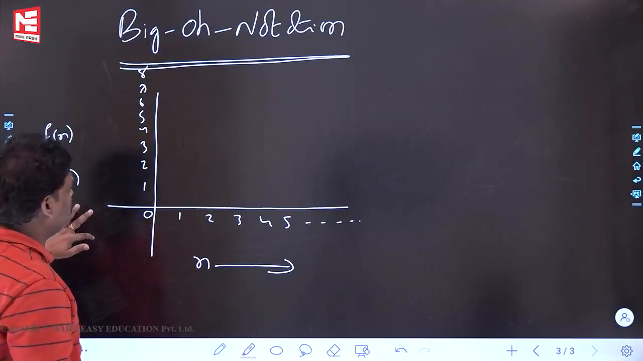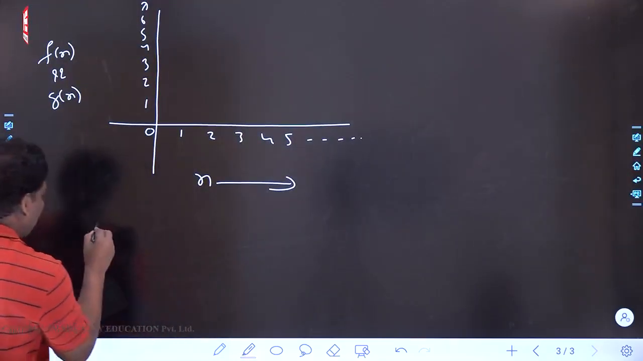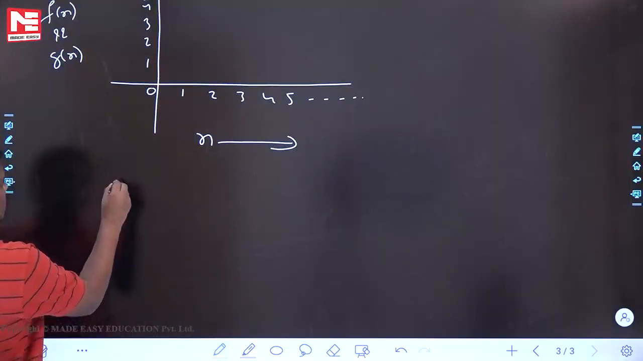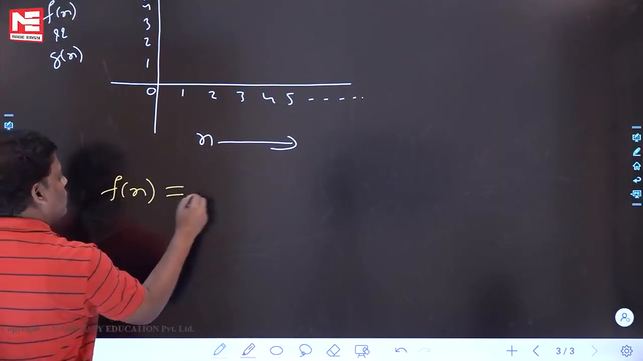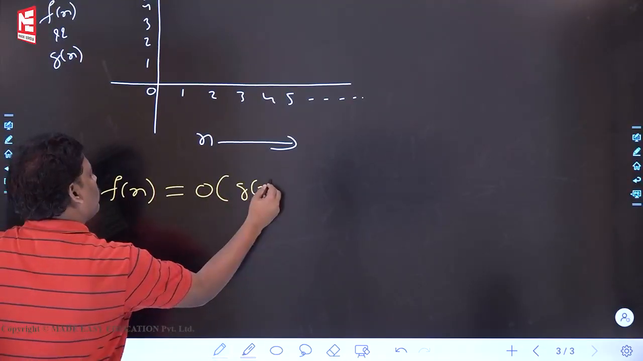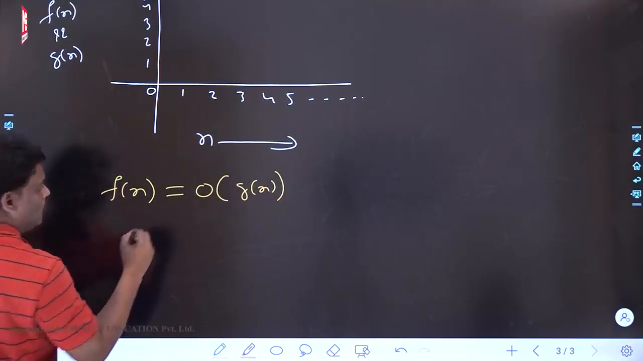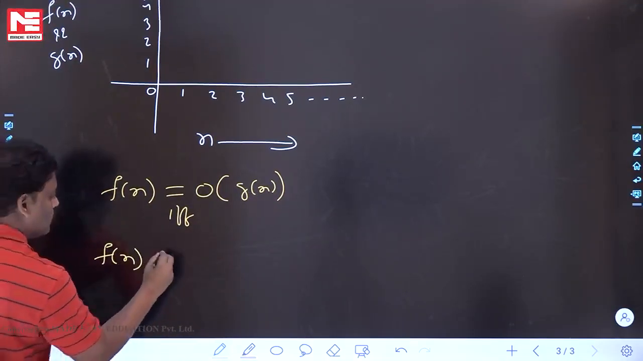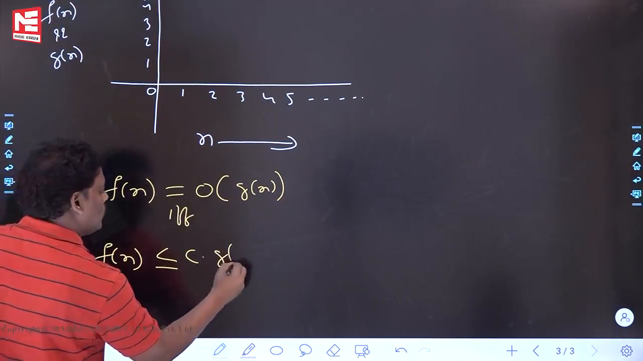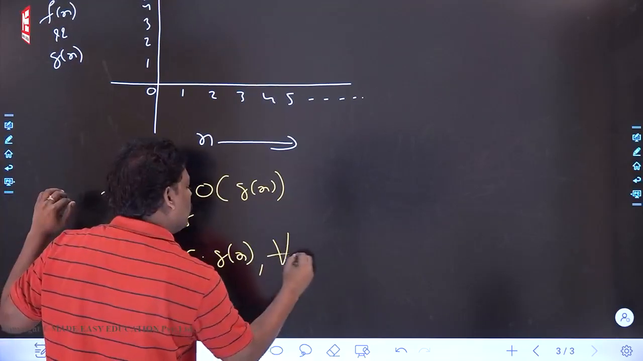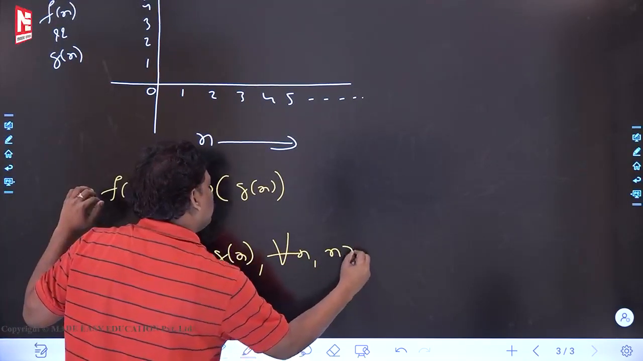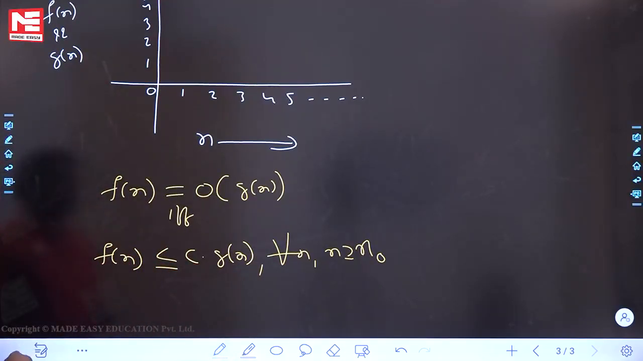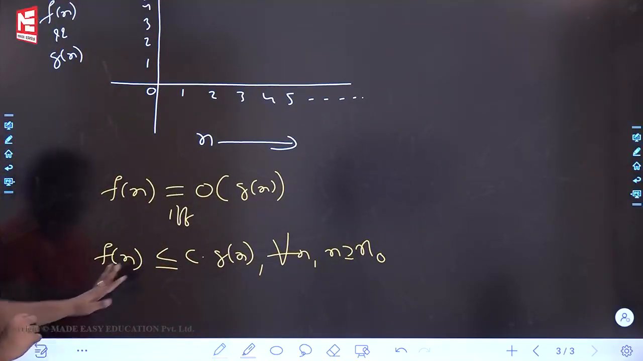Now see this one, everyone. What is the big O notation definition? f of n equals big O of g of n if and only if f of n is less than or equal to some c into g of n for all n where n is greater than or equal to n0. Right? So this is the definition.